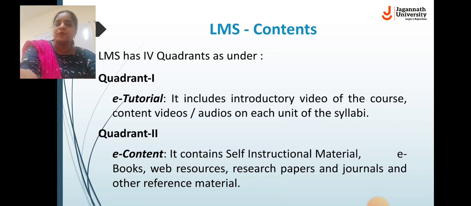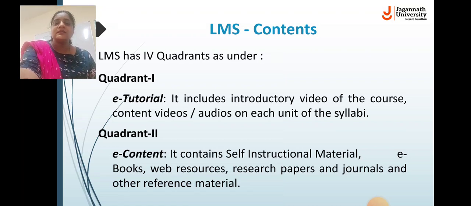So there would be 4 quadrants on your LMS. First quadrant will give you the e-tutorials. E-tutorial includes the introductory video of the course, which you are going through right now. Second is the content videos. Unit wise, the videos or the audios by the course coordinator will be delivered to you, so that you can understand the different concepts and fulfill the objectives of this course. Second quadrant is about e-content.